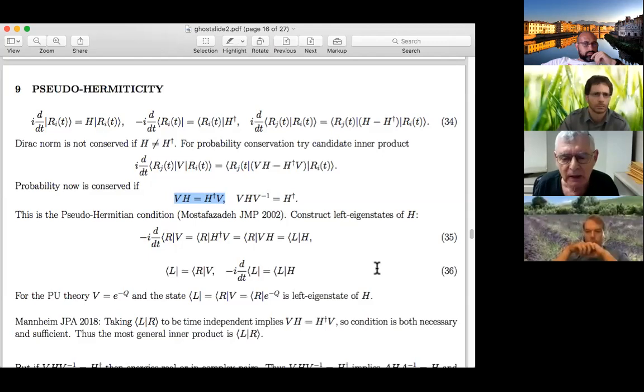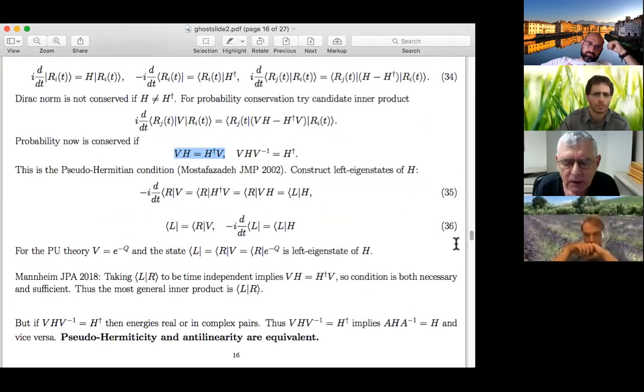And I would expect that the models that Alessandro and Marco talked about this morning, you should be able to construct the V. If you're just working with oscillators, you might well be able to construct the V operator. And so that's the important object.